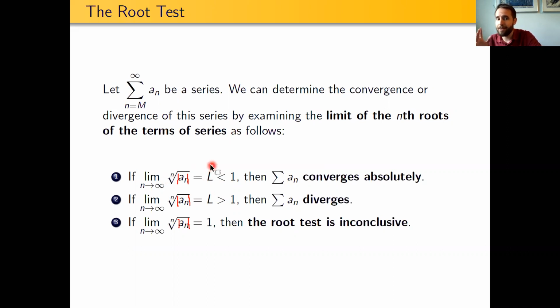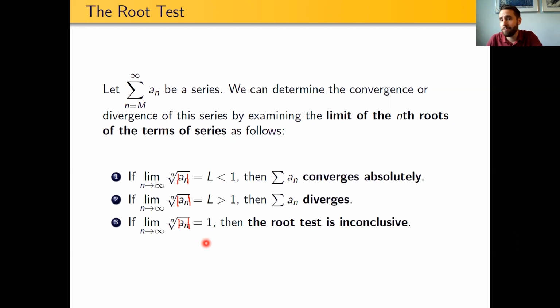And so if the limit L of the sequence is less than 1, then our series is known to converge absolutely. If our limit L is greater than 1, then our series is known to diverge. And if the limit of these expressions is actually equal to 1, if L is equal to 1, then, as in the ratio test, our root test is inconclusive.